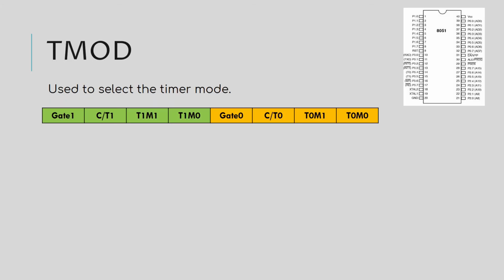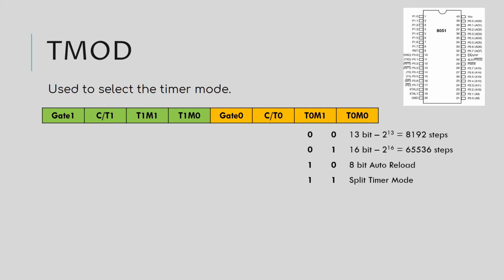So let's talk about TMOD. Timer mode is the register which is used to select the timer mode. Look at the register. This is an 8-bit register. So 4 bits which are marked in orange color is used to set the mode of timer 0, and the green color portion is used to set the mode of timer 1. Both the segments have similar bits. So if you know how to control or how to set the timer 0, you can easily set the same for timer 1. Let me start with M1 M0.